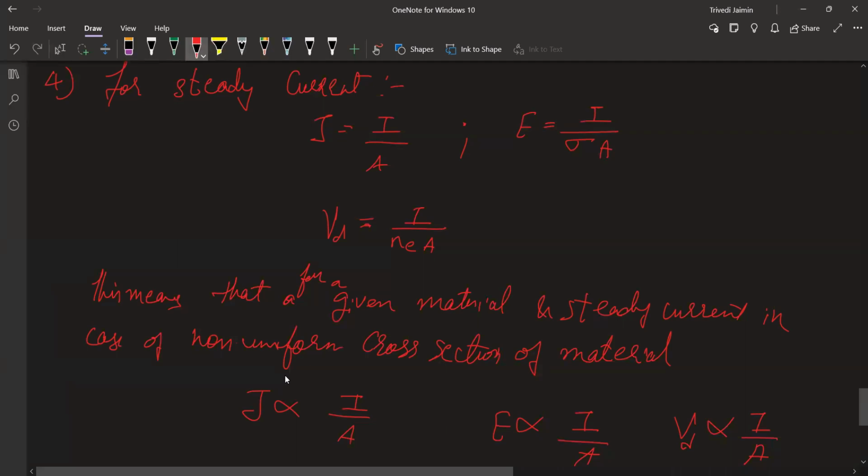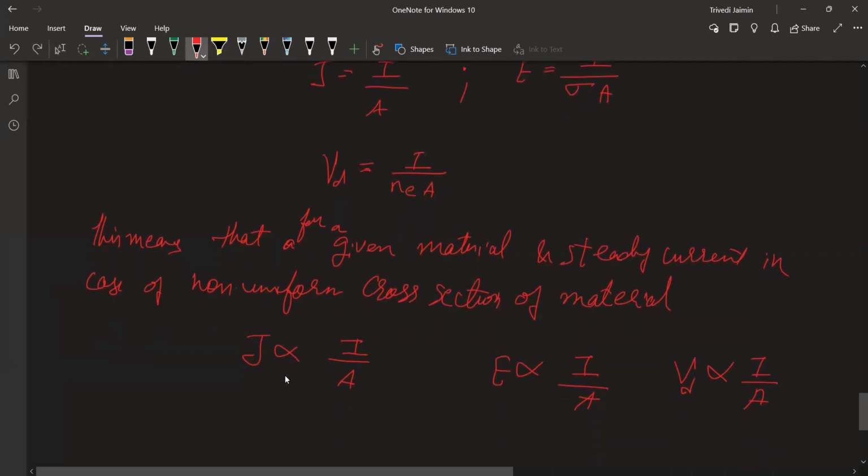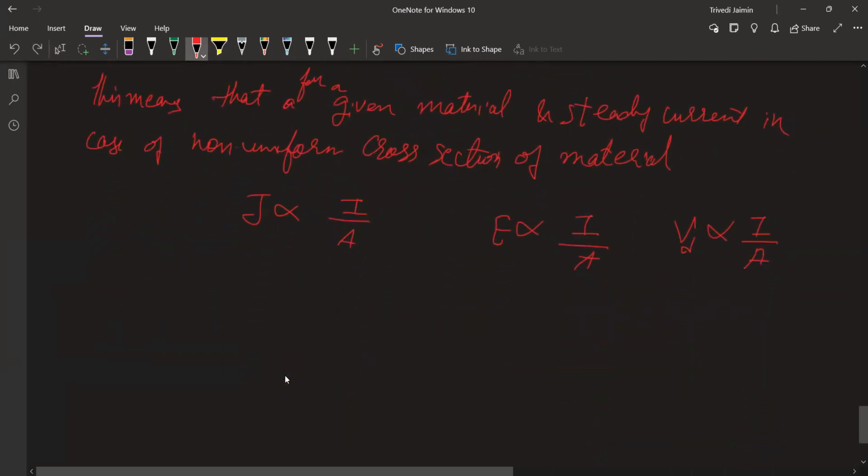Because see, why V here? Because N and e are constant. Number of electrons and charge of electron is constant. And sigma is here what? Surface charge. Fifth point, last point.